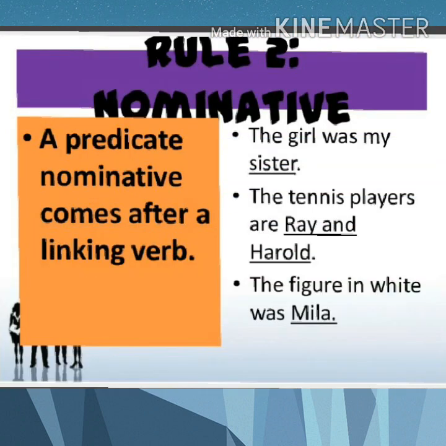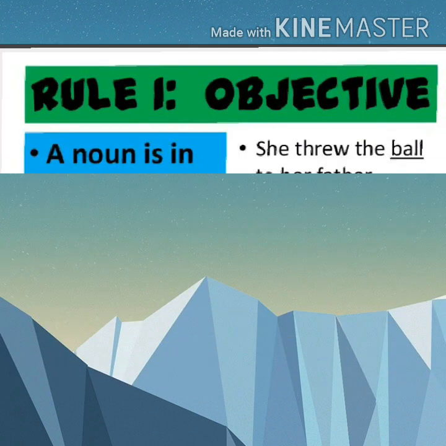Now let's see rule number 2. A predicate nominative comes after a linking verb. For example, the girl was my sister. The tennis players are Ray and Harold. The figure in white was Mila.